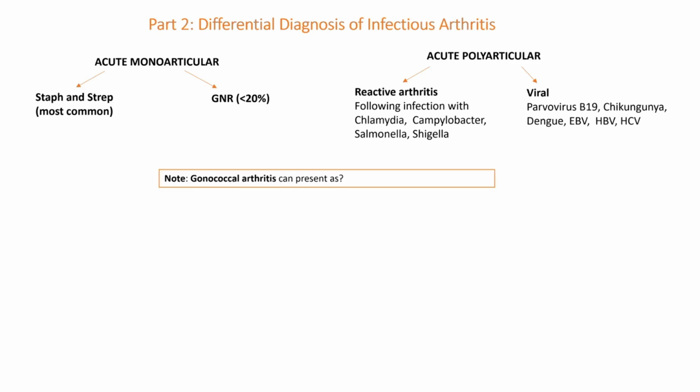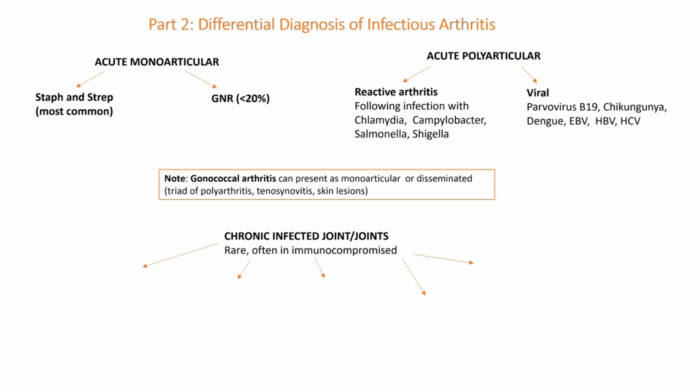And then gonococcus can present as mono or polyarticular, especially in DGI. You'll have polyarthritis, right? And it can be migrating, so the joints that are inflamed can actually change, and you'll have the classic skin lesions on the flexor surfaces, and tenosynovitis is another common manifestation.